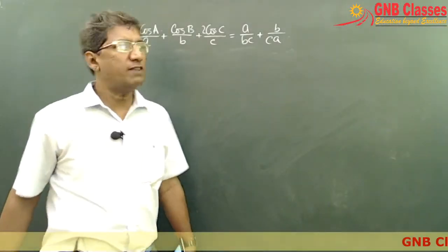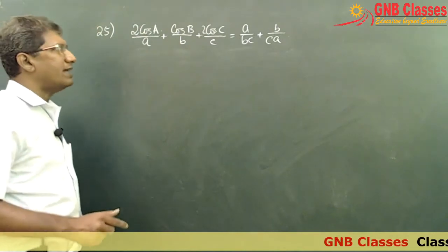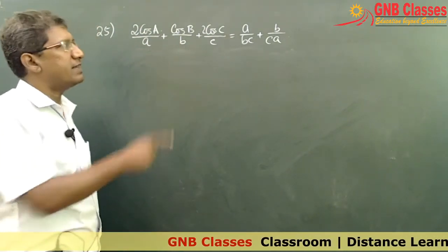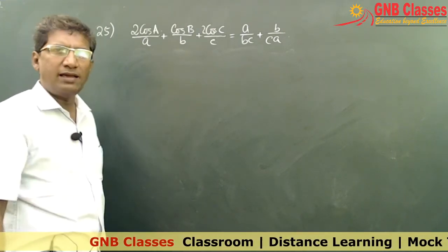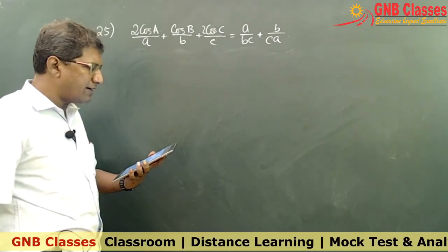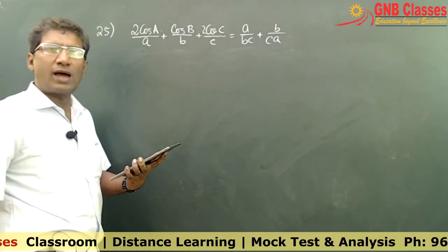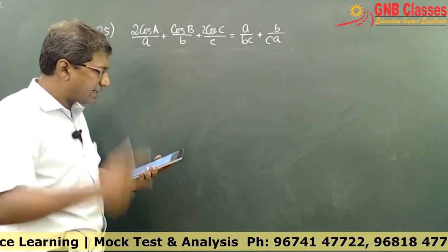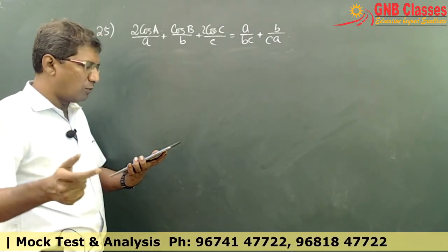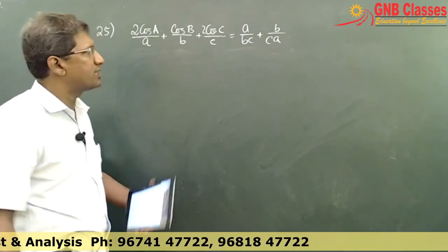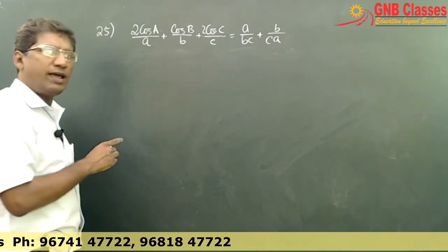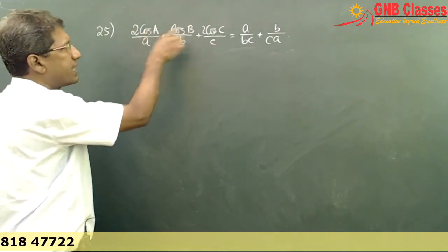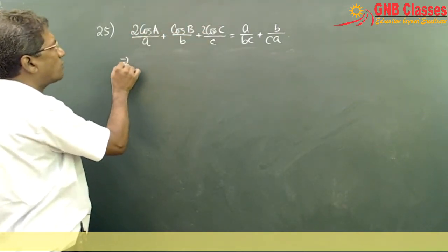In question number 25, they have given that for a triangle ABC, 2 cos A by A plus cos B by B plus 2 cos C by C equals A by BC plus B by CA. Now we have to find out any one angle of this triangle, and that angle will be pi by 8, pi by 4, pi by 3 or pi by 2. These 4 options are given to us. So here we are applying the cosine rule for cos A, cos B as well as cos C. So see what we are getting.